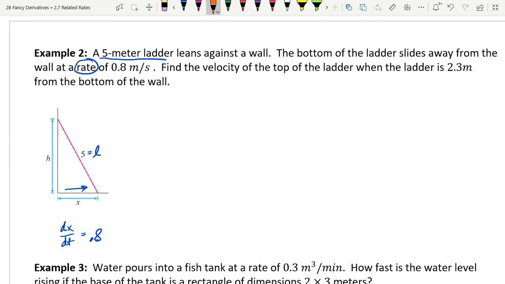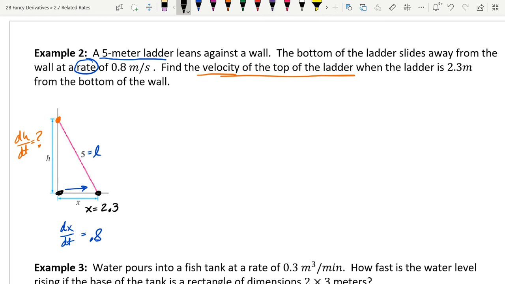It's a rate. We are trying to find the velocity of the top of the ladder. So if I'm looking for the velocity of that, I'm looking for the change in height over time. That is my mystery number. When the ladder is 2.3 meters from the bottom of the wall, that is referring to x down here. x is going to be equal to 2.3.